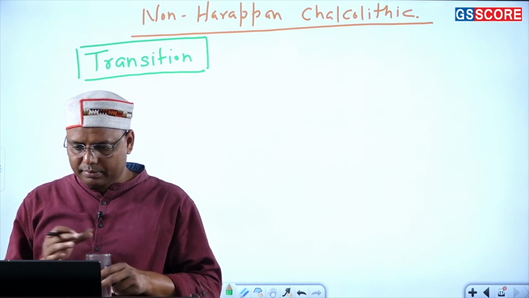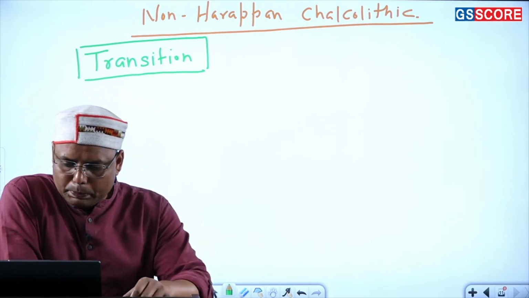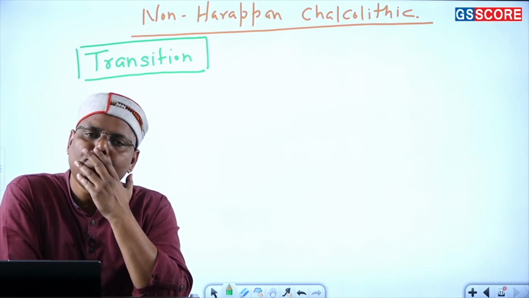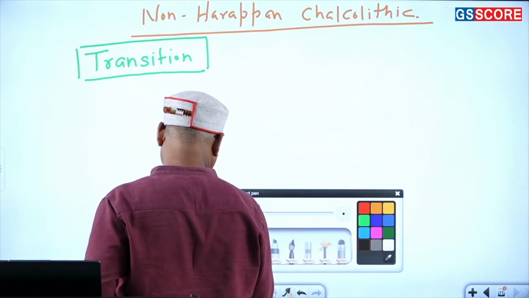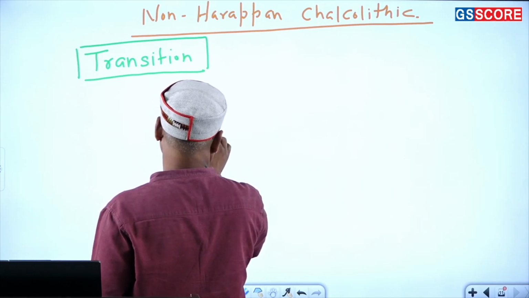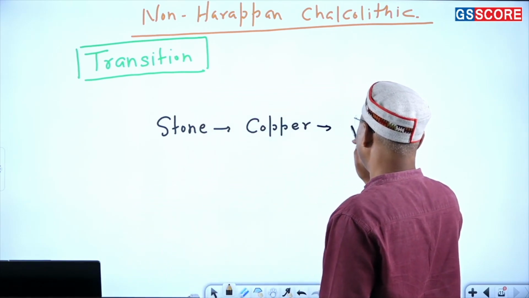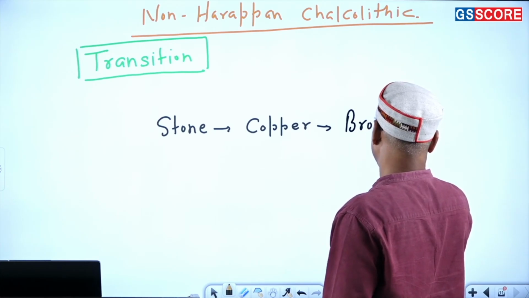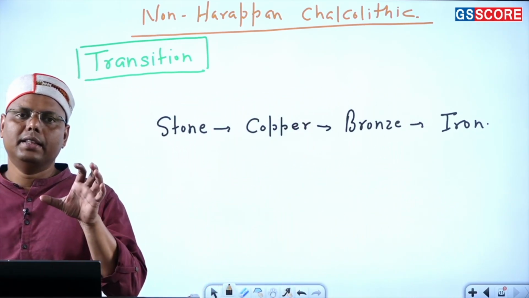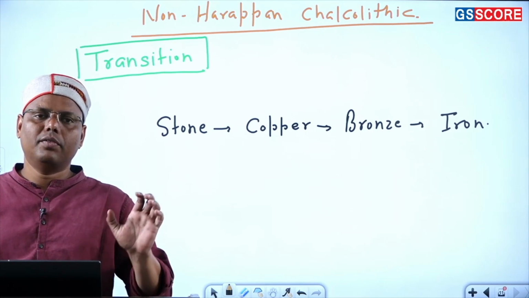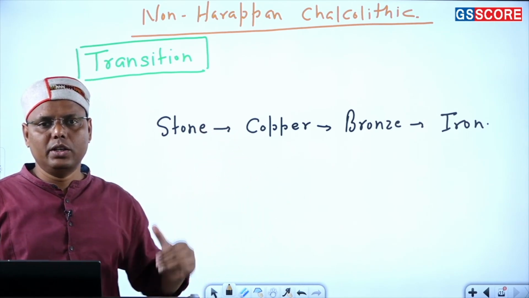I'll make it more clear, don't worry. Look, if we see a normal growth of cultures, in that case I'll find stone, copper, from stone to copper to bronze, and then iron. Fine. This is an accepted notion for the development in metallurgy, or development in the cultures with respect to the metals they had been using.